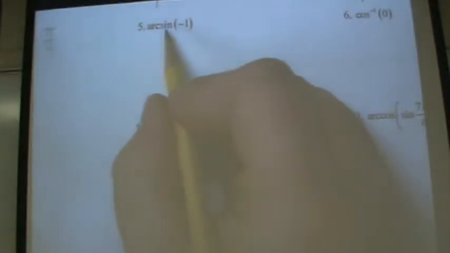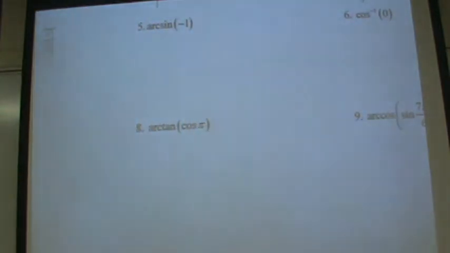Number 5, we're finding the arc sine of negative 1. A lot of you guys had an issue with this one. If you do this like you normally do, you would have your opposite, which is negative 1, over your hypotenuse, which is 1. Is that any of our triangles? Did any of our triangles have a hypotenuse of 1? No.